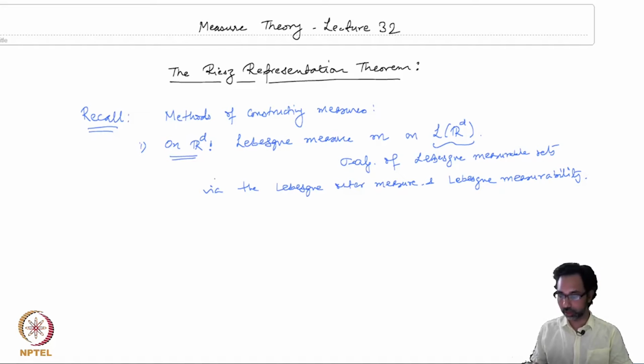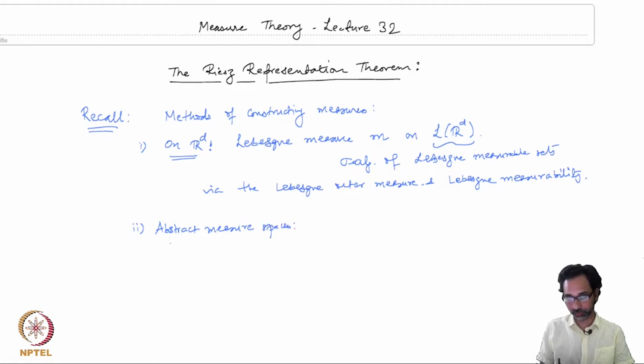So we saw that for the sigma algebra of Lebesgue measurable sets, when we restrict the Lebesgue outer measure to this sigma algebra, it has some nice properties, namely the countable additivity property for disjoint collections of Lebesgue measurable sets. So this was specifically on R^d. Then on abstract measure spaces, we saw two ways of defining a measure.